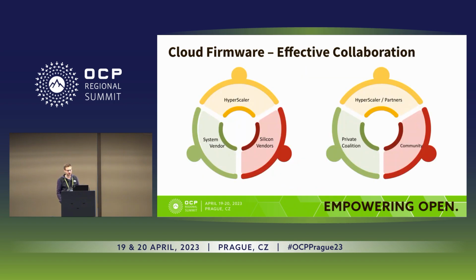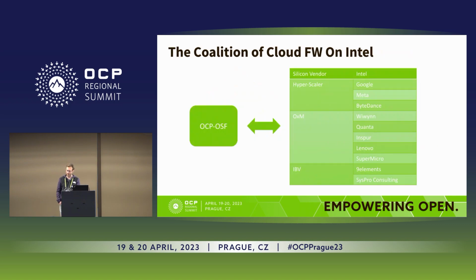The collaboration model throughout the last 1.5 years changed a bit from the typical model that you see on the left-hand side, where hyperscalers were normally working together with system vendors and silicon vendors to get their platforms up and ready. It changed to an open model where hyperscalers partnered with different companies, pulled in experts where they needed them, and worked very closely with the community on enabling these platforms.